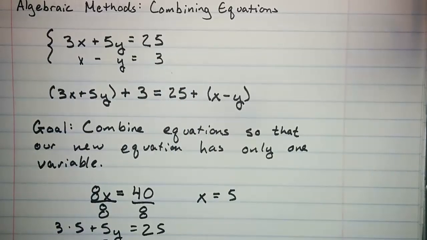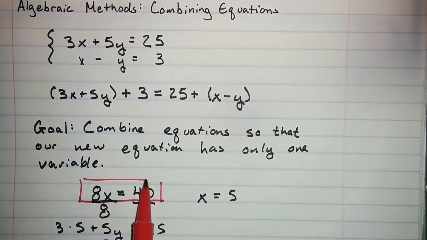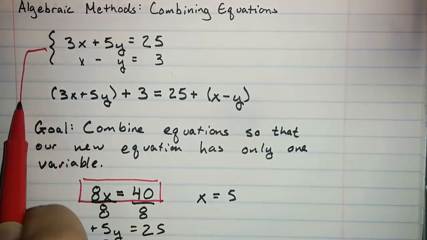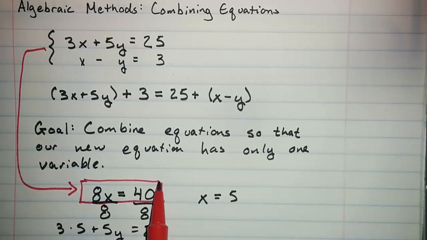So our main goal is going to be going from the system to an equation that looks like this, an equation that has only one variable in it. And we're going to meet two techniques for accomplishing that goal. And then we're going to talk about which technique to choose for which problems.